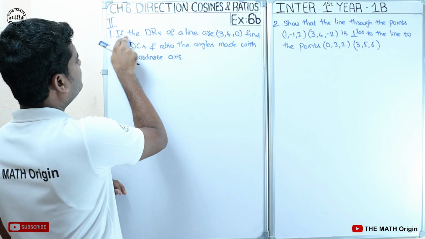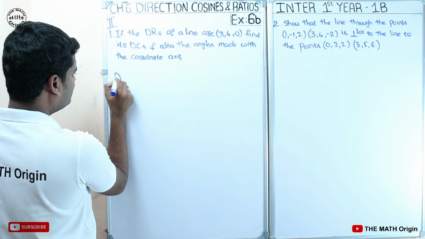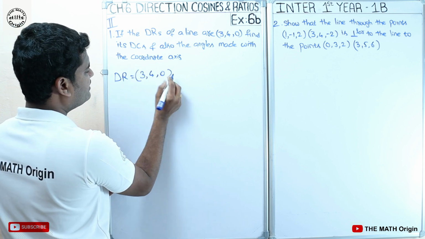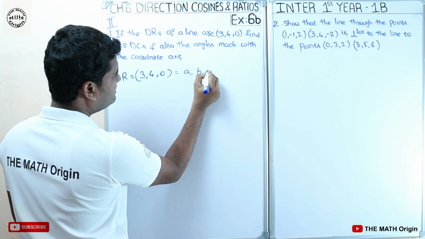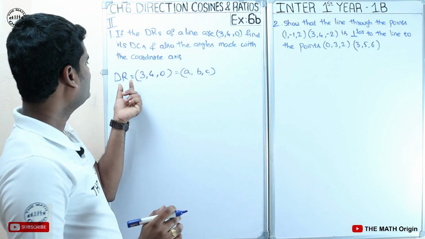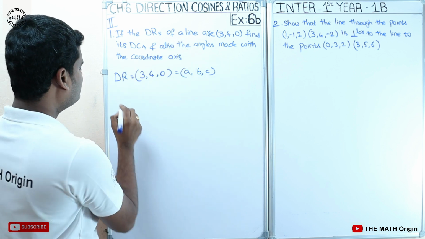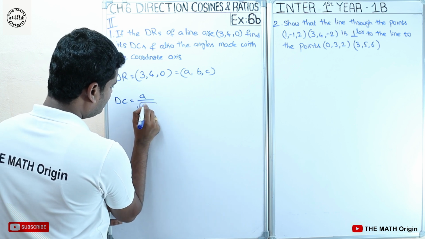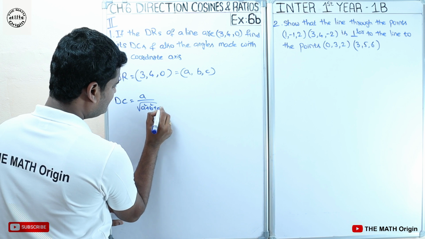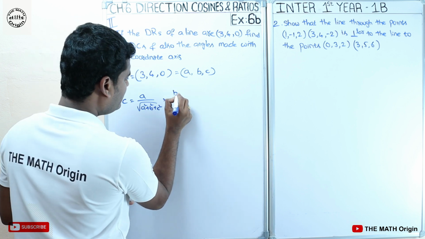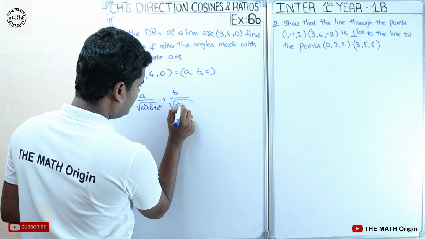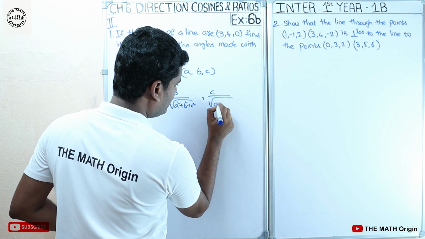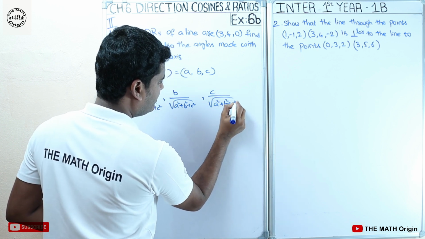First, the direction ratios of a line are given. DRs are 3, 4, 0. DRs means we should take them as a, b, c. So, given the direction ratios, find its direction cosines. To find direction cosines we have a formula: a by root of a square plus b square plus c square, comma b by root of a square plus b square plus c square, comma c by root of a square plus b square plus c square.